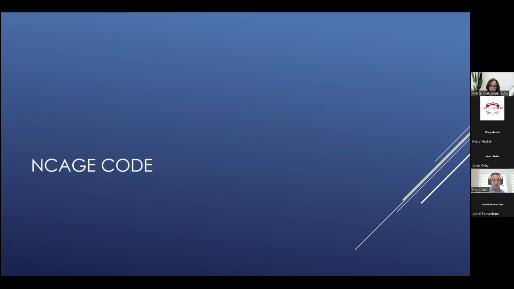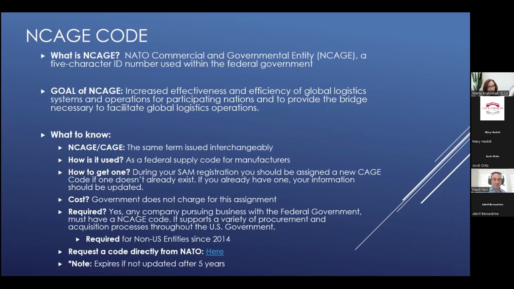Excellent. In-cage code. Lovely acronyms again. So what is in-cage? This is an artifact of the NATO Commercial and Government Entity. Mouthful. It's going to be 5 characters. It's an ID that we use here with the federal government. It's not solely the US. Obviously NATO is European and some other countries.